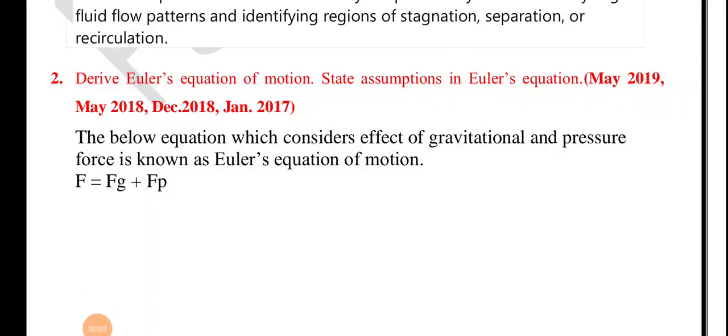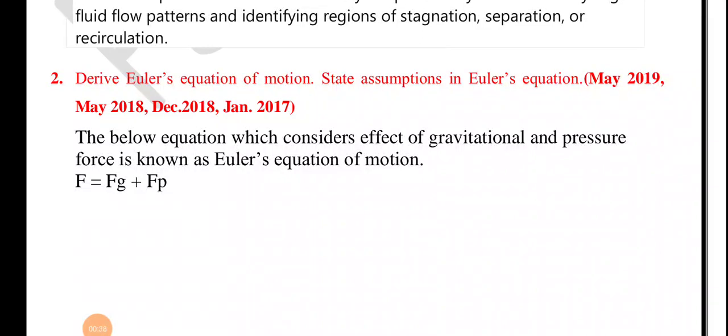Hello students, I am here with a very important question for your exam of fluid mechanics and hydraulic structure. That is, derive Euler equation of motion, state assumptions in Euler equation. You can see that this question is frequently asked in many exams like May 2019, May 2018, December 2018, January 2017. Okay, let's start.